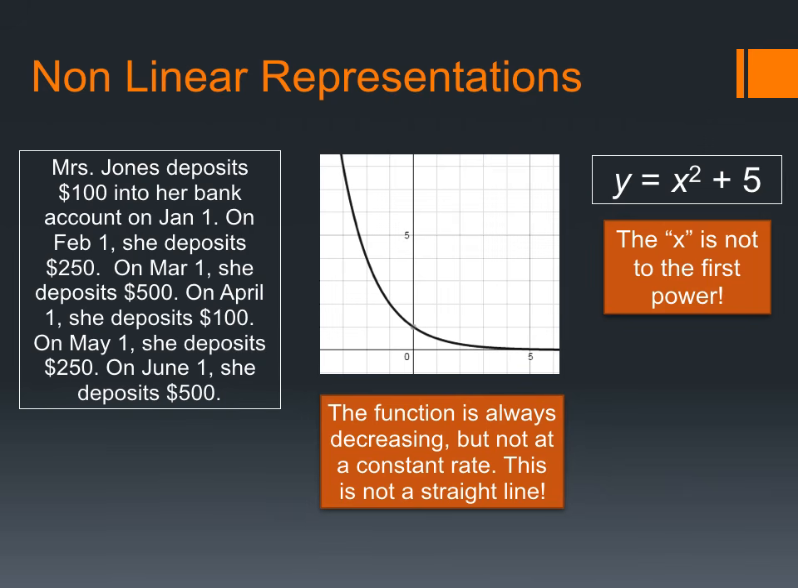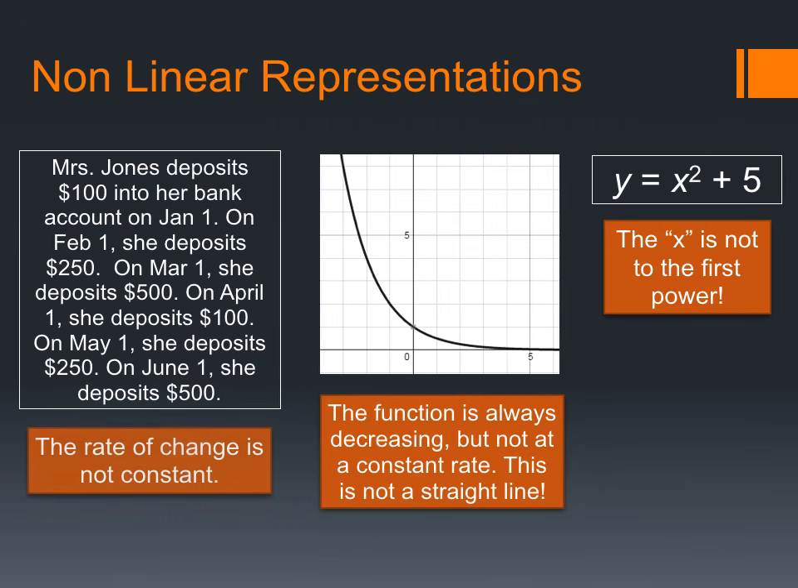Mrs. Jones deposits $100 into her bank account on January 1st. On February 1st, she deposits $250. On March 1st, she deposits $500. On April 1st, she deposits $100. Notice this is not a constant rate of change, so it's not a linear representation.